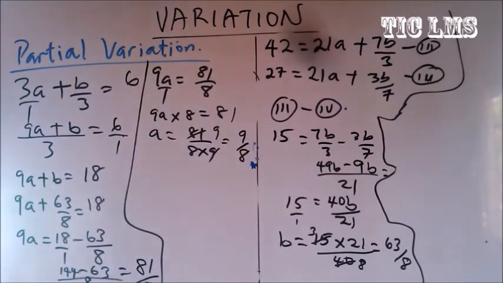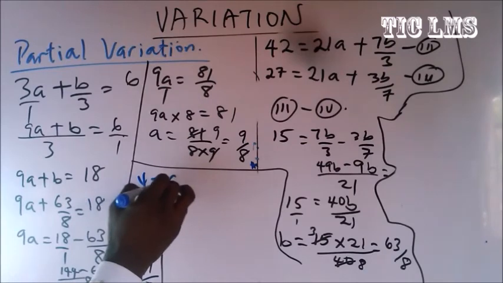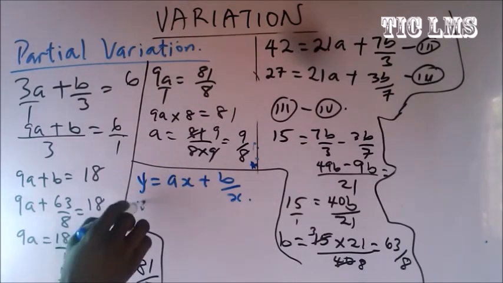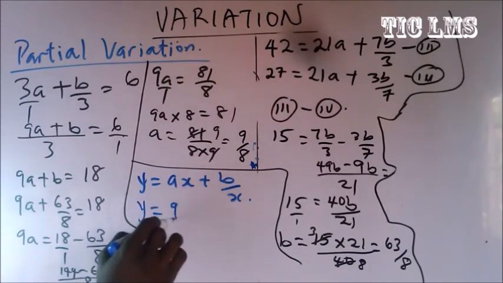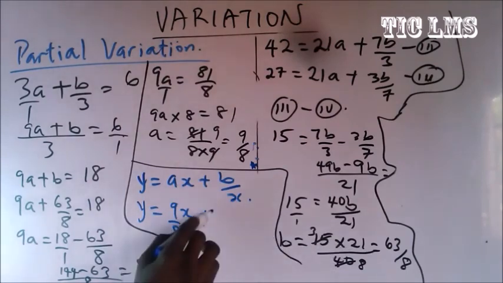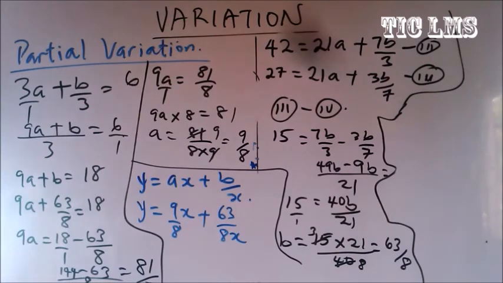So we are now told to find the relation between x and y. And to find the relation between x and y, we are going to do that by substituting the value of a and b into our equation. So what is that going to look like? Don't forget that our original equation was y equal to ax plus b over x. So y equal to, a is 9 over 8 x, and then b is 63 over 8x.